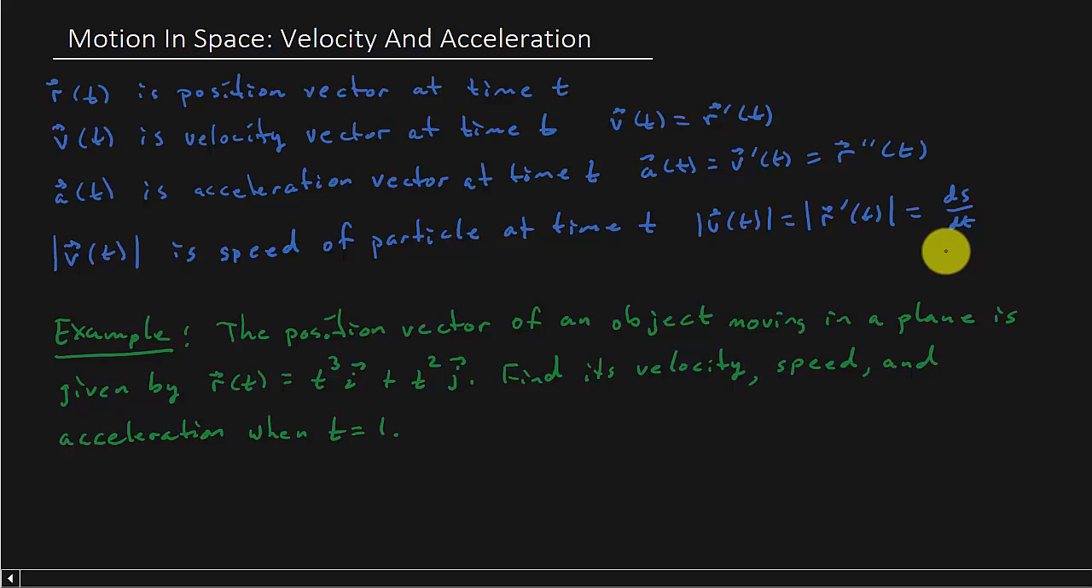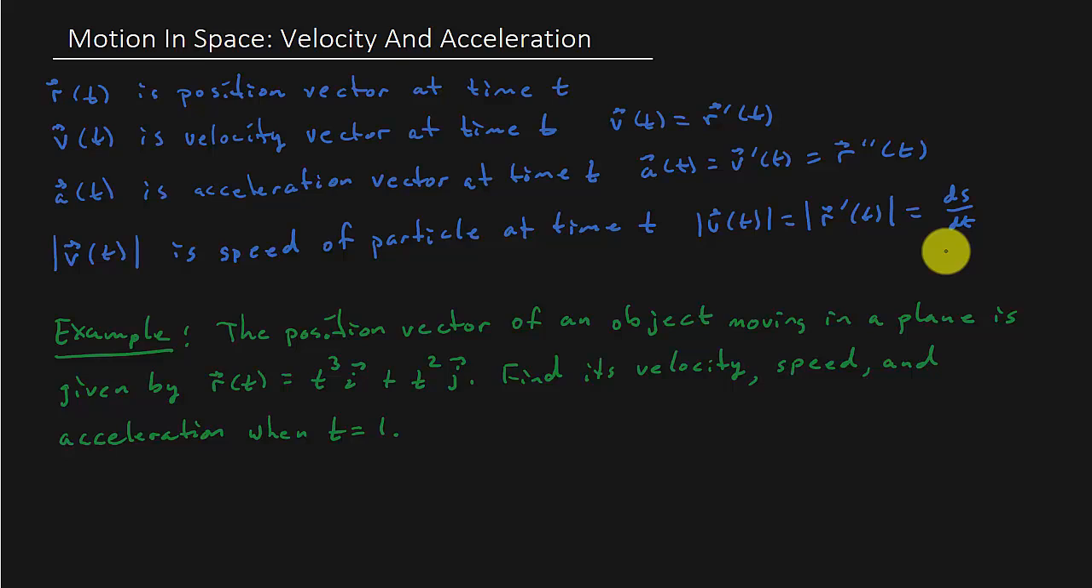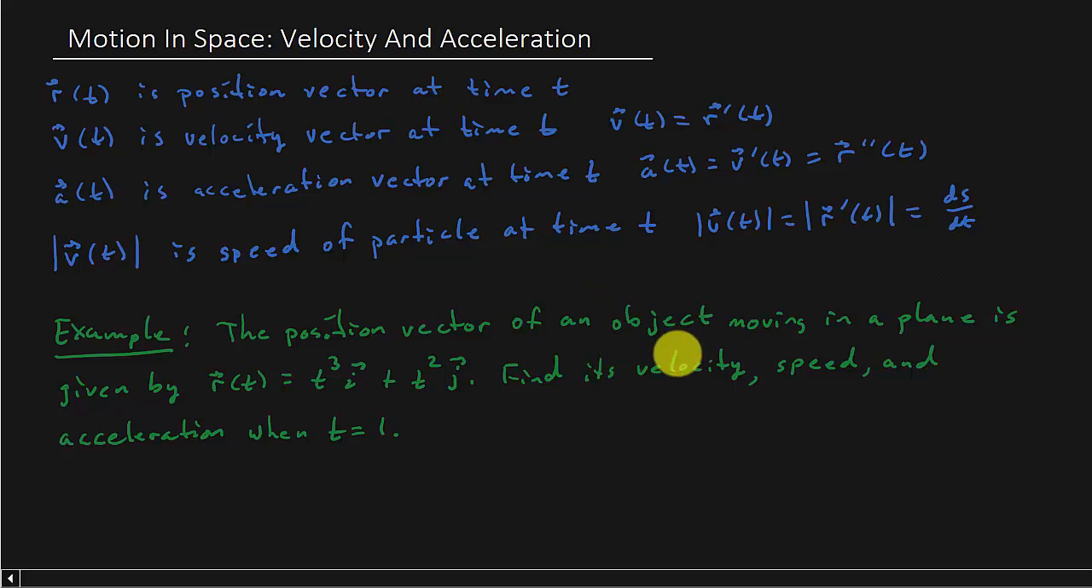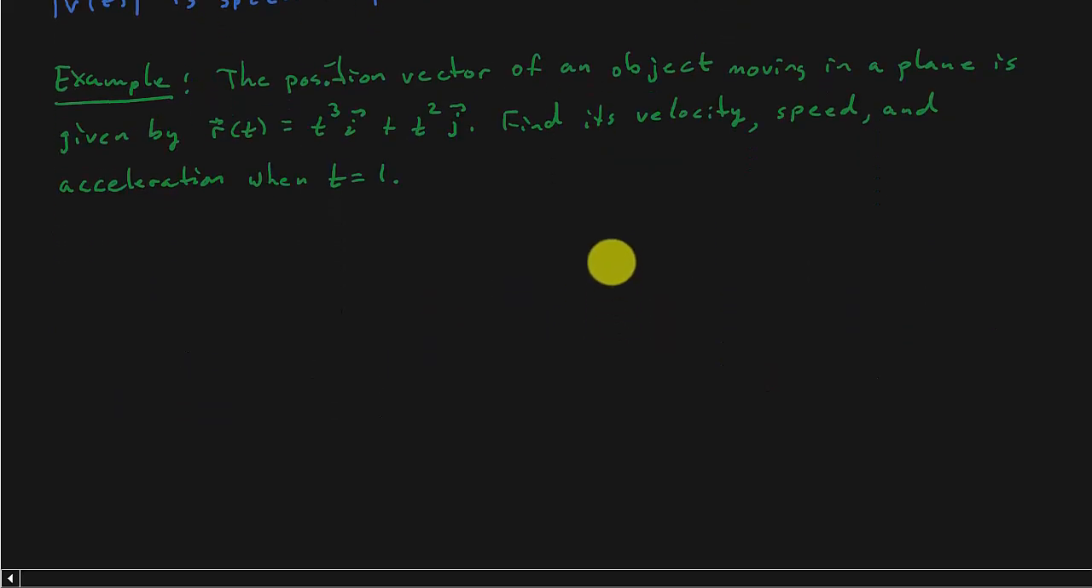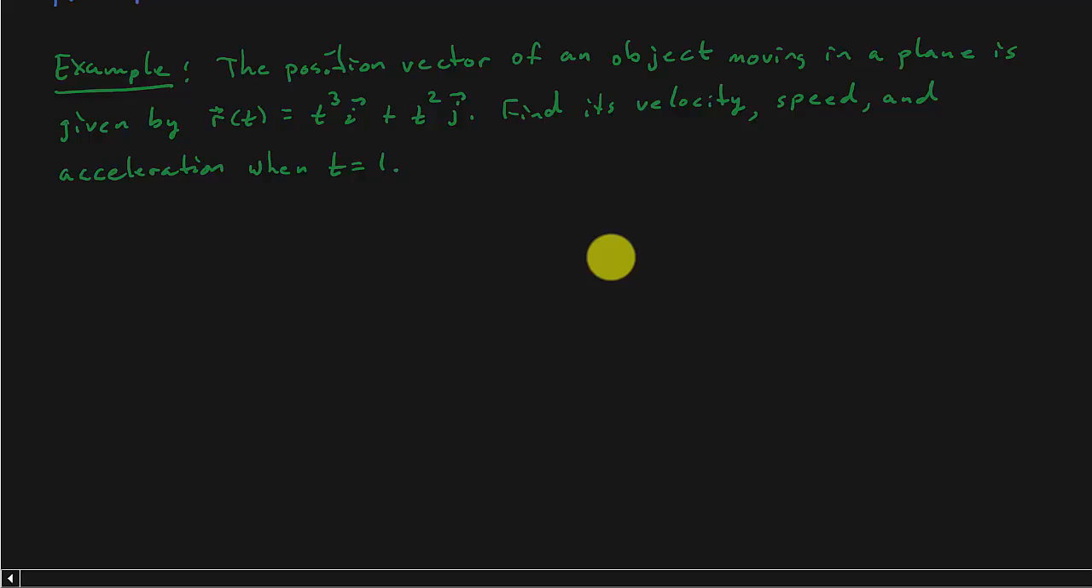All right, so let's look at some examples, and we've got several examples to work in this video. We've got the position vector of an object moving in a plane is given by r of t is equal to t cubed times vector i plus t squared times vector j. Let me make that 3 a little bit better. Find the velocity, speed, and acceleration when t is equal to 1.